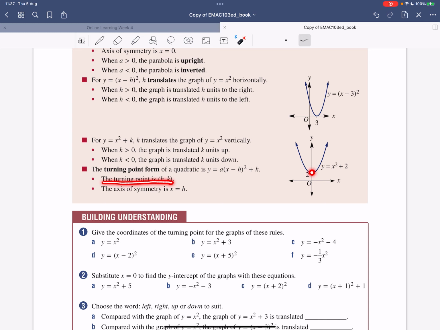If the turning point has a number of 2 here and 3 here, it means on a Cartesian plane that the axis of symmetry is at 2 and the turning point is at 2, 3. So 1, 2, 3. Right there is 2, 3. And the axis of symmetry goes down 2. So that number there is the axis of symmetry, but also coincides with the turning point.